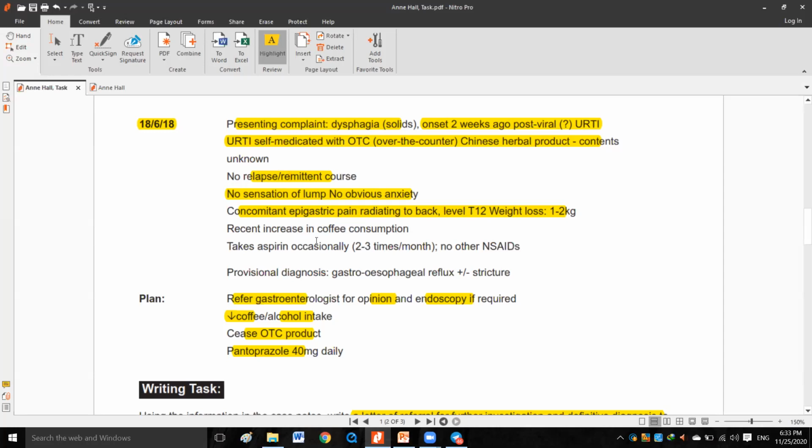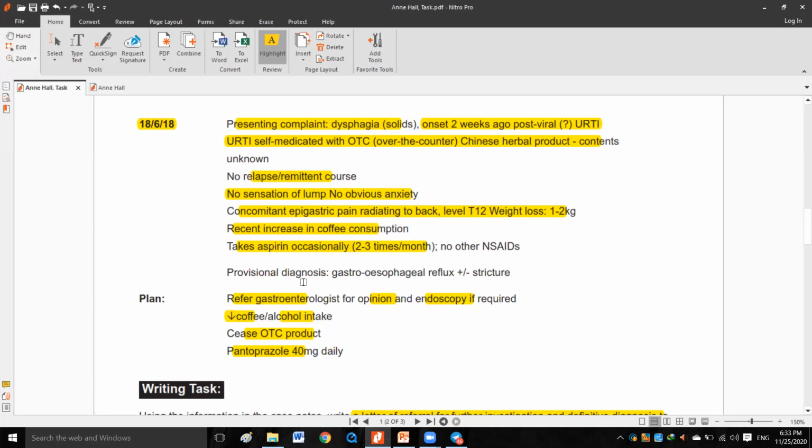Recent increase in coffee consumption, relevant. Takes aspirin occasionally, again relevant. No other non-steroidal, I will not mention it, not important and not relevant.